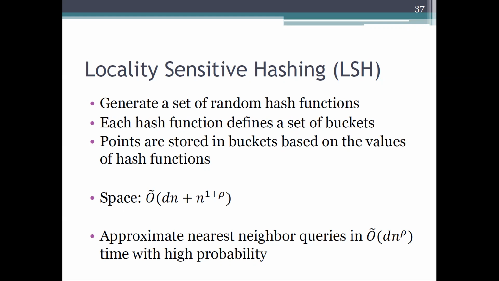Given a query point, we visit the buckets that the query point lies in and search if there is a close point among the first order dn to the rho points we check. If we find a point with distance less than 1 plus epsilon times r from the query point, we return it. Otherwise, we say that there is no point within distance r.